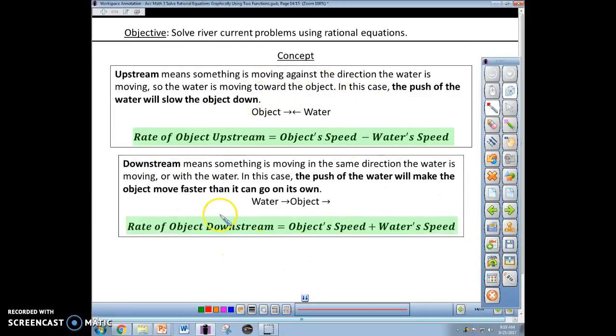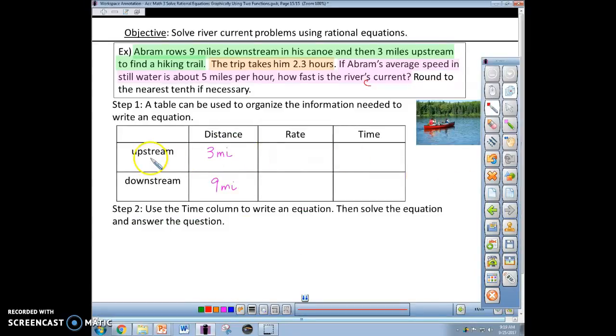So this goes back to this information here. How do we write the rate Abram is going, the speed Abram is going in these two directions? If he's going upstream, the water is coming towards him and it's going to slow him down a little bit. So it's his speed all by himself, which is 5 miles per hour on average, minus the rate of the current, which we've called C. Downstream, the water goes the same direction as Abram, so it speeds him up a little bit. So it's his speed in still water, 5 miles per hour, plus the water column we've called C.